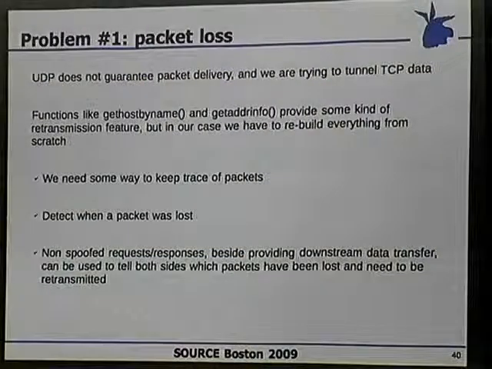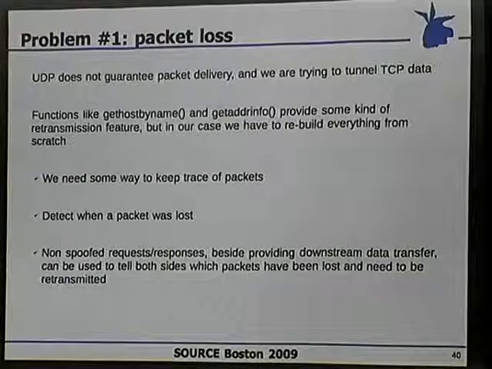For instance, problem number one, of course, UDP is not reliable. Packets might not arrive. Packets might arrive in a different order, and all these things. Probably the biggest problem we had. We had to do something against it. We had to keep track of packets and detect when a packet was lost. In order to do that, basically, we can send control data in every packet. For instance, we could tell the authoritative name server or the client, basically, I received those packets, or I'm missing these packets.